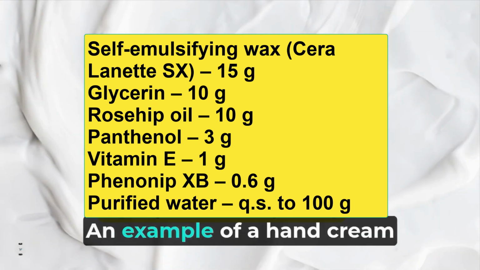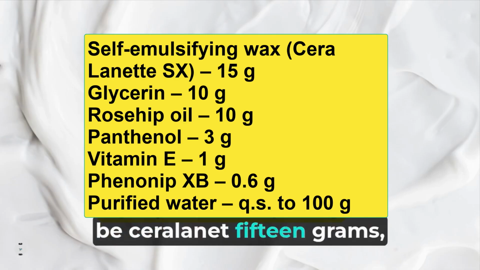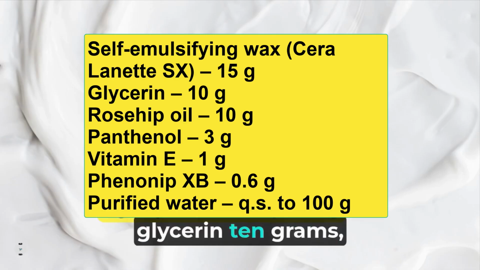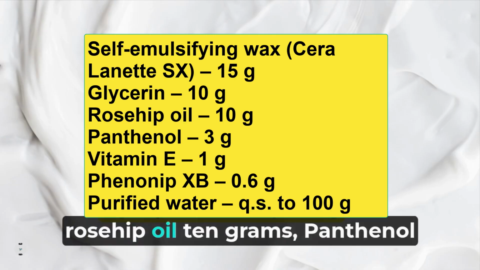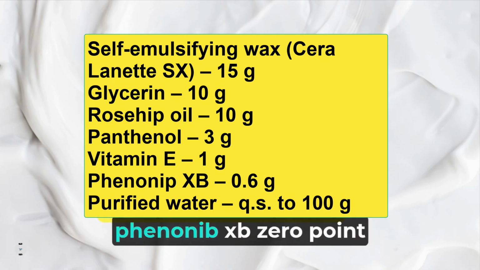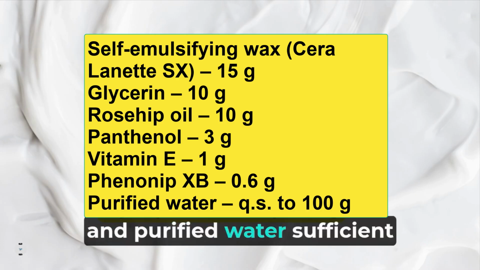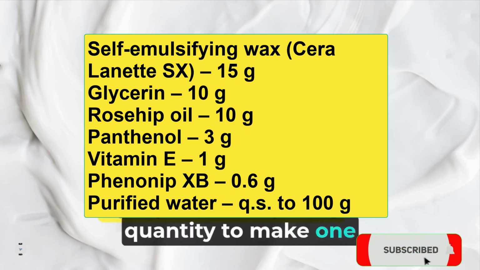An example of a hand cream formulation with glycerin could be Ceralanet 15 grams, glycerin 10 grams, rosehip oil 10 grams, panthenol 3 grams, vitamin E 1 gram, Phenonip XB 0.6 grams, and purified water, sufficient quantity to make 100 grams.